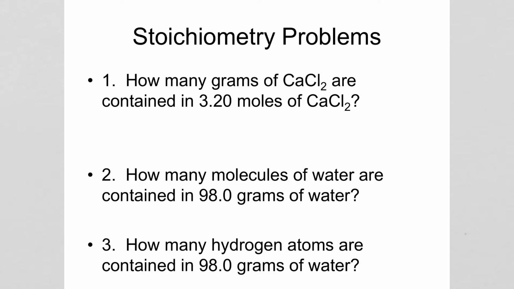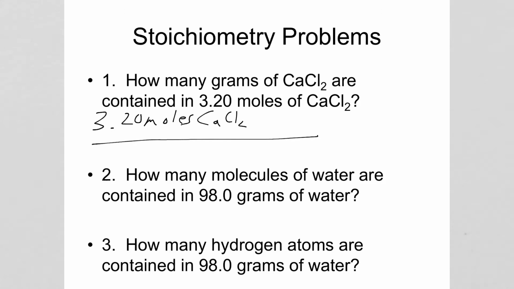This first problem is determining how many grams are in 3.20 moles of calcium chloride. So the first thing that we're going to do is write out our given. So that's 3.20 moles of calcium chloride. We're going to draw a little dimensional analysis chart. 1 mole, we're going to put down here on the bottom. And on top of our chart, we're going to put the molar mass of calcium chloride.